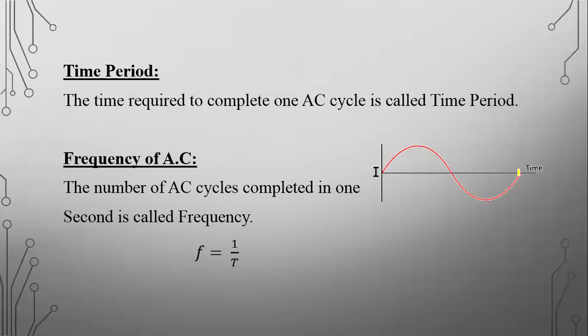Frequency and time period, they are reciprocal to each other. F is equal to 1 over T. If time period is short, then frequency would be greater. Unit of frequency is hertz and its symbol is Hz. This is the symbol of frequency.